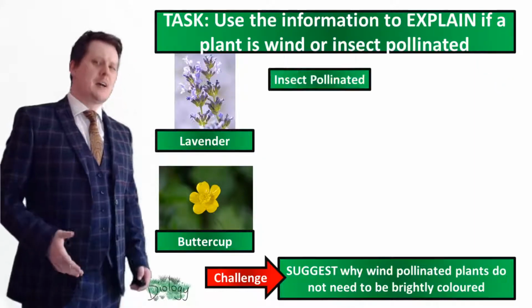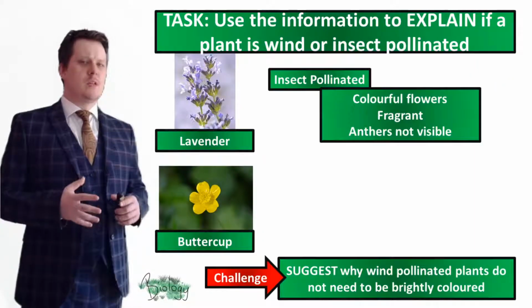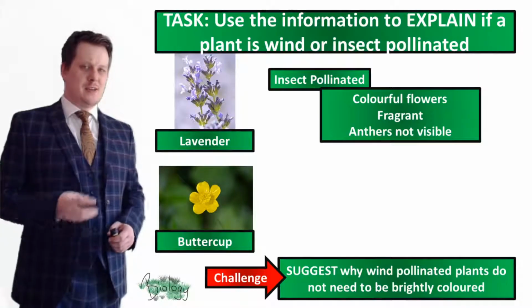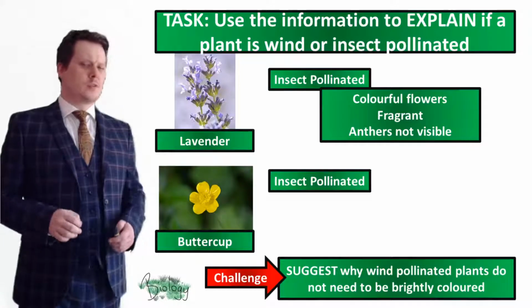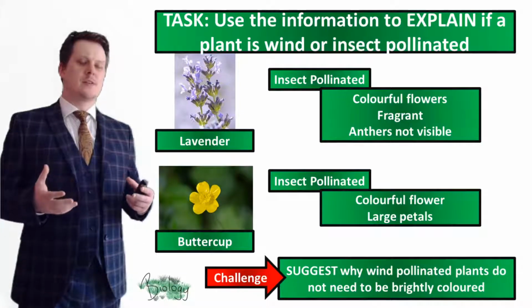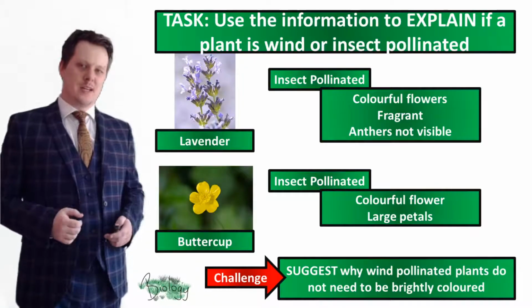You got your answers? Our lavender is insect pollinated, and we know because it's got colourful flowers, it's fragrant, and the anthers are not visible. Our buttercup is also insect pollinated. You can tell because it's got colourful flower and the petals are really large.